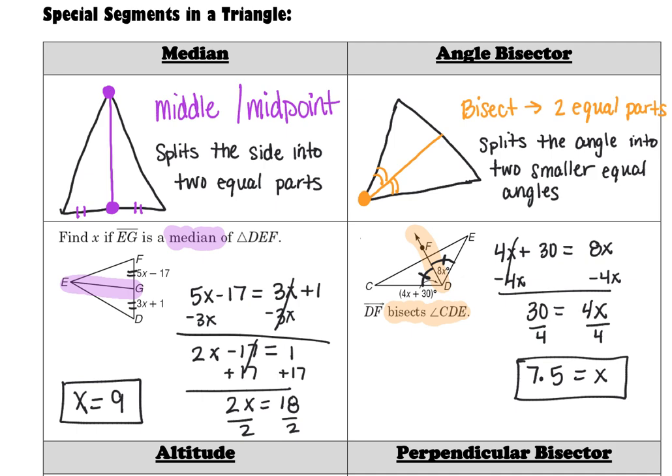Now, before we look at our other two special segments, I want you to pause right here and look at the difference in our pictures. So we have one picture, the median on the left side, where we are splitting the side of the triangle into two equal parts. And then on the second example, angle bisector, we have a special segment that is splitting the angle into two equal parts.